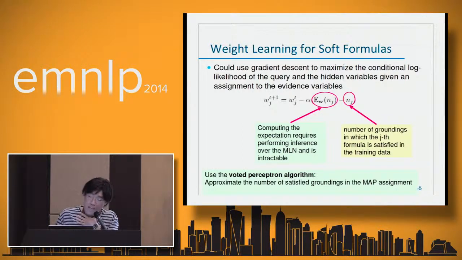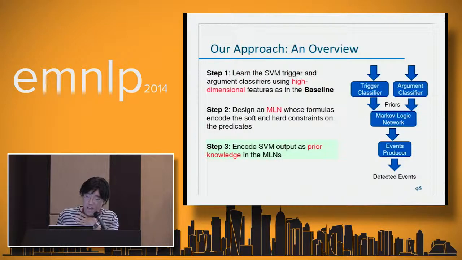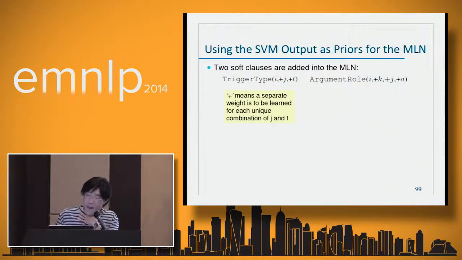And so we instead use the voted perceptron algorithm, which, if you remember, approximates the number of satisfied groundings only in the MAP assignment. Okay? And in general, it's much easier to compute the MAP assignment than the expectation. And so we've talked about the second step, so let's take a look at how we encode the SVM output as prior knowledge in our MLN in the third step.